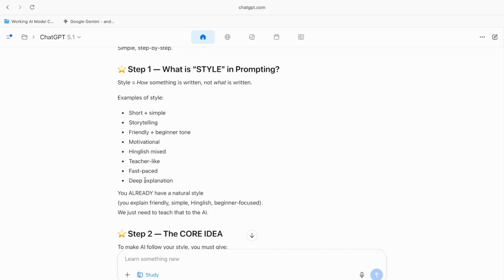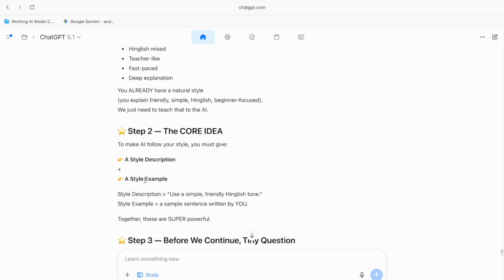You already have a natural tone. You explain friendly, simple, Hindi English, beginner focused. We just need to teach that to AI. The core idea: to make AI follow your style, you must give a style description. A style example. Use a simple, friendly English, Hindi English tone. Okay, style example, a simple sentence written by you. Okay, so this way. Together, these are super powerful.